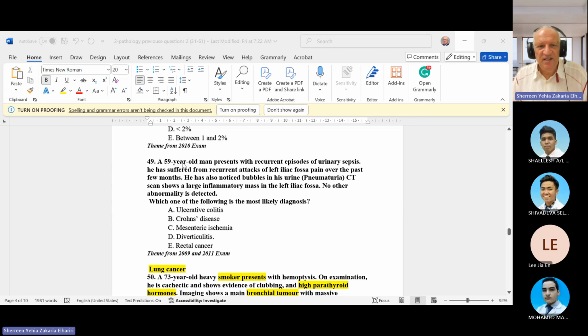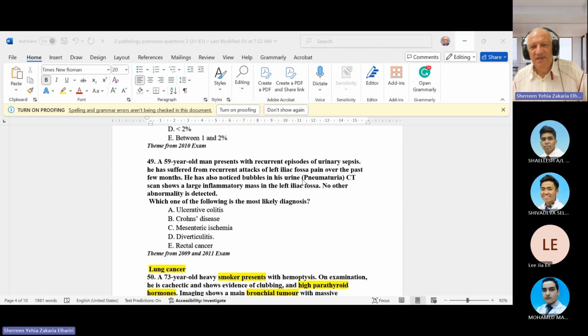Next question, a 59 years old man presented with recurrent episodes of urinary sepsis. He has suffered from recurrent attacks of left iliac fossa pain over the past few months. He has also noticed bubbles in the urine. Bubbles in the urine, so the patient says, in my urine, I found something like no water, but I feel something coming out, or I found air or bubbles. So this is called pneumaturia. Like hematuria is blood, this is pneumaturia.